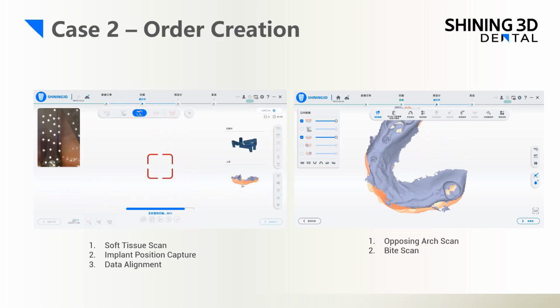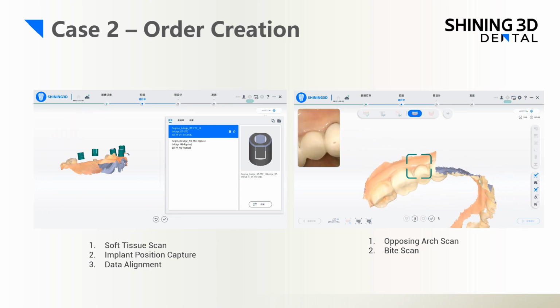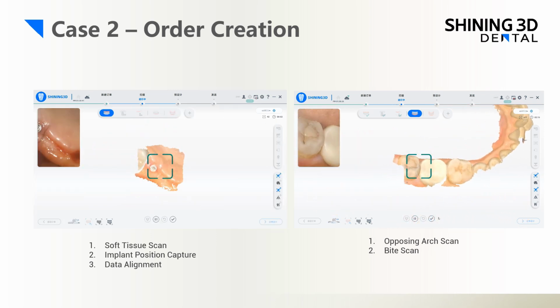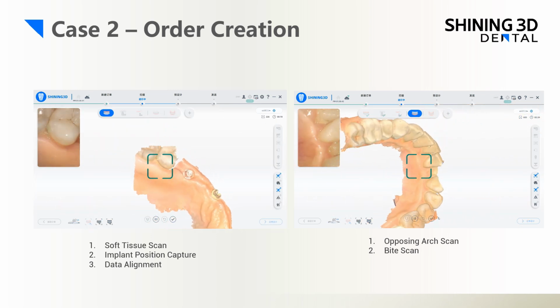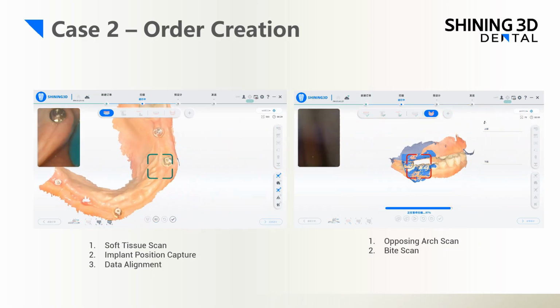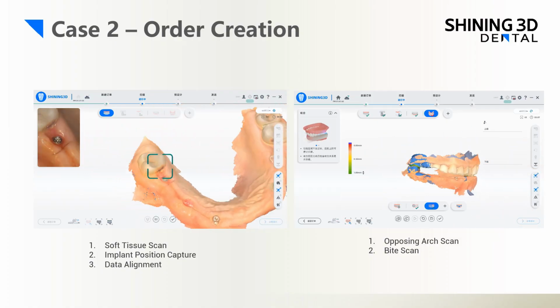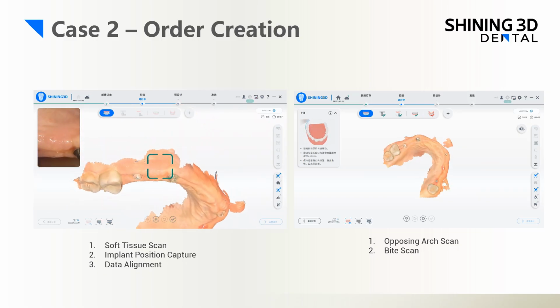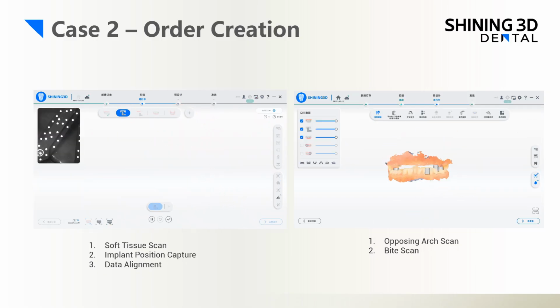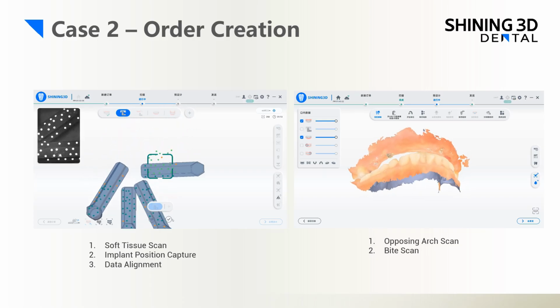The steps are to scan the soft tissue, then the implant position capturing and the data alignment, and then we scan the opposing arch and we can record the bite using the opposing arch scan data and the soft tissue scan data with the natural teeth on for the bite, and then the whole scanning process is done. That's the main difference compared to the previous case we introduced.